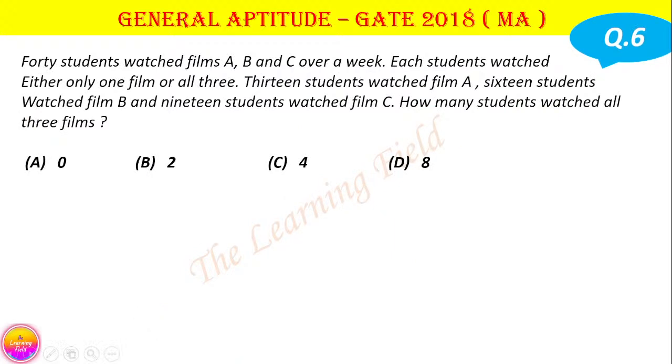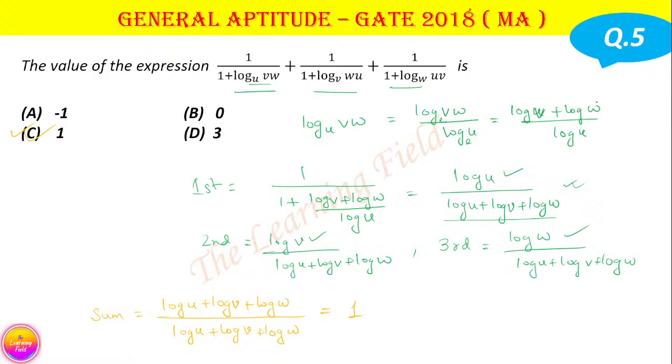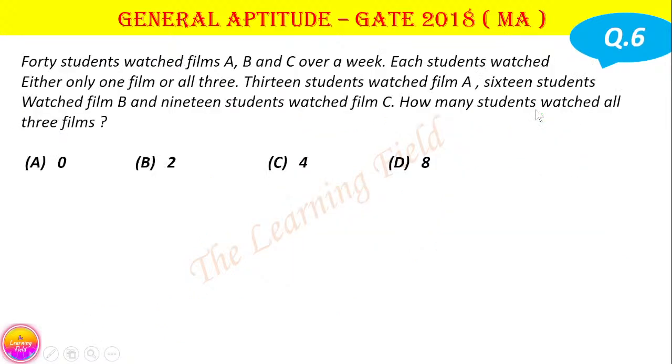Questions 1 to 5 are 1 mark questions. Now we go to question number 6, and from 6 to 10 the questions are of 2 marks each.